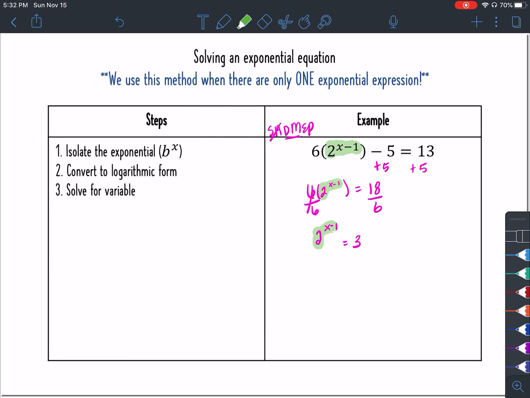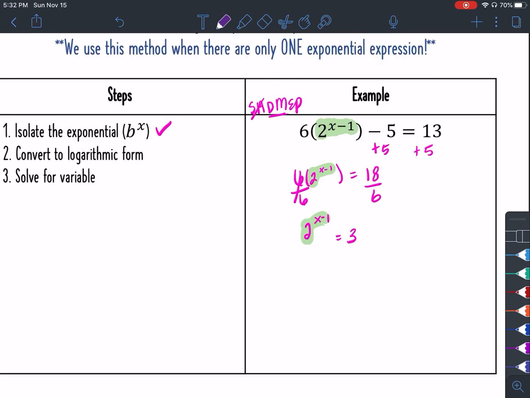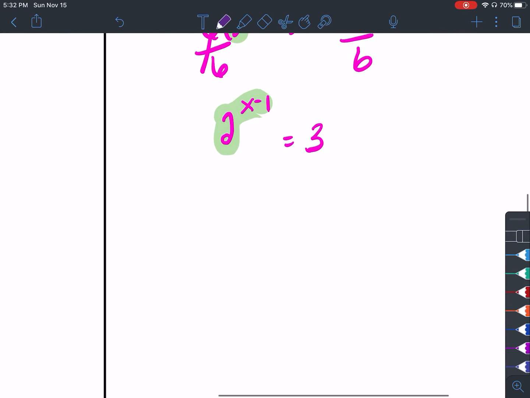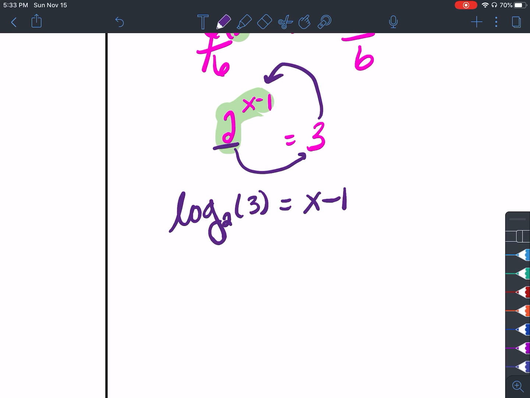Now that it's isolated, we're ready to move on to step 2, which is to convert it into that logarithmic form. When we're converting to logarithmic form, the first thing we do is write the word log. We're then going to take the base. What was the answer becomes the argument. And what was the exponent becomes the answer. So we've converted this into logarithmic form: log base 2 of 3 equals x minus 1.